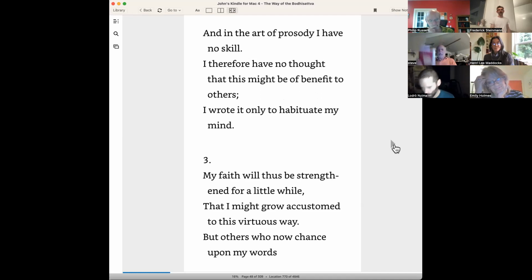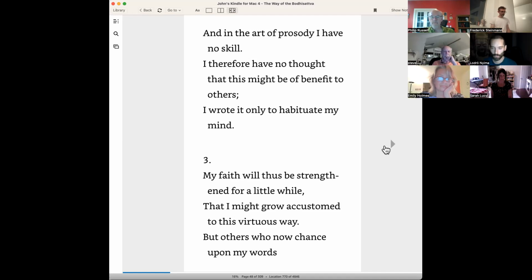Okay. This seems very straightforward. My faith will thus be strengthened for a little while, that I might grow accustomed to this virtuous way. This is really, he's talking about the path to enlightenment. This text became mammothly huge in the Mahayana tradition of both India and Tibet. It was taken to Tibet by Atisha Dipankara, also much later in about the 12th century, but it appeared there even before that and was translated into Tibetan and was loved by many, many Buddhists.